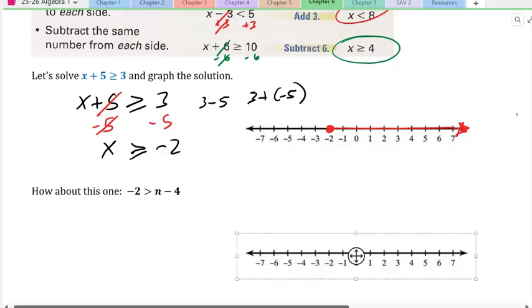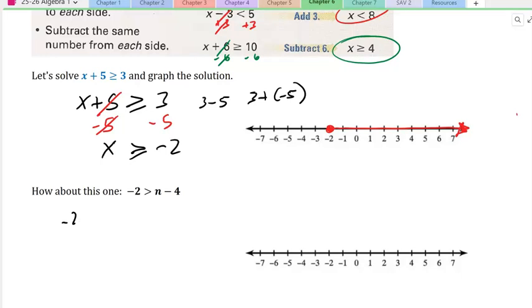So we've got to get n by itself. First things first: negative 2 is greater than or equal to n minus 4. I've got to get n by itself, so I'm going to add 4, because that would be the opposite of subtracting 4. Add 4 to both sides. These two cancel each other out, and I have n over here.